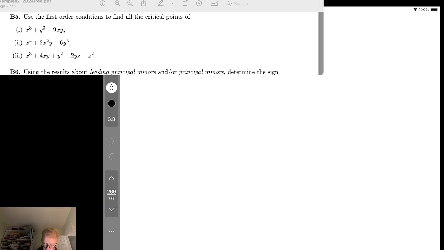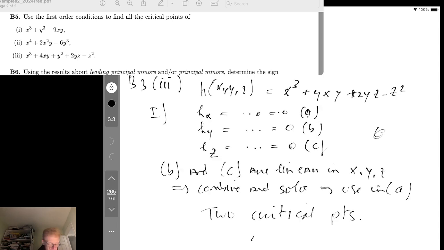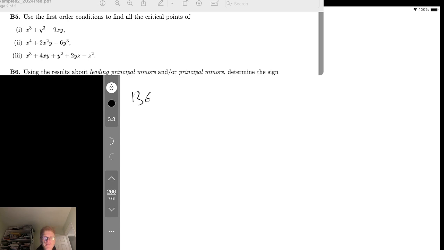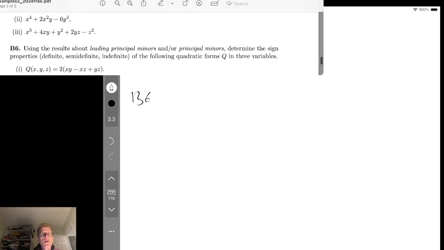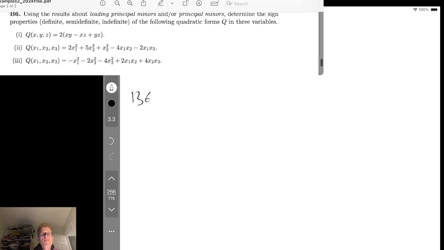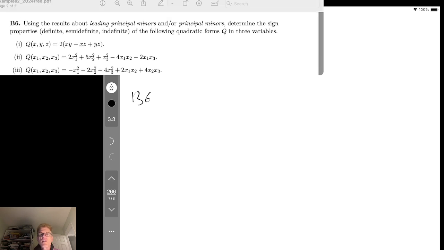That was B4. B5, right? No, it's not B3, that's B5 3. Sorry, B5 3, not B3. Let's look at B6. B6, use the leading principal minors to determine the sign properties of the following quadratic forms in 3 variables, x, y, z.